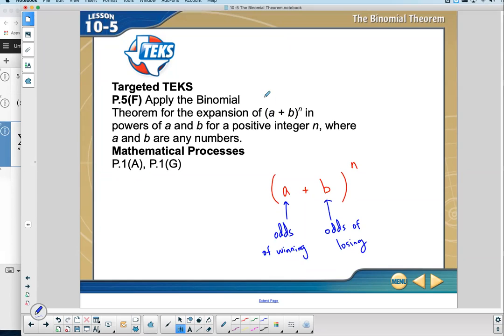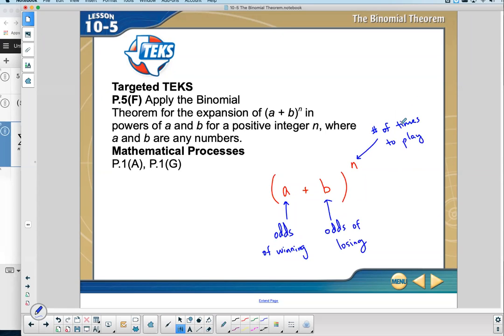So again, everything in math has to be represented somehow. And I know that when many students see something like this, they get confused. How does this relate to the real world? That's what I'm trying to show you here. The A is odds of winning. B is odds of losing. N is the number of times we play. Number of times to play.